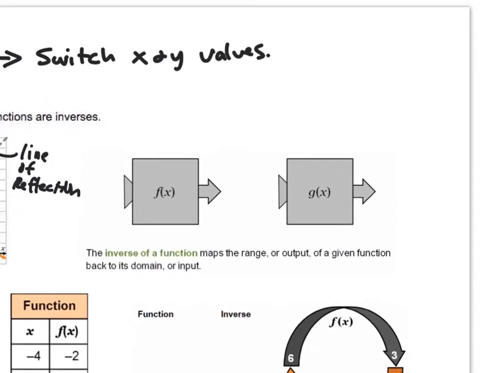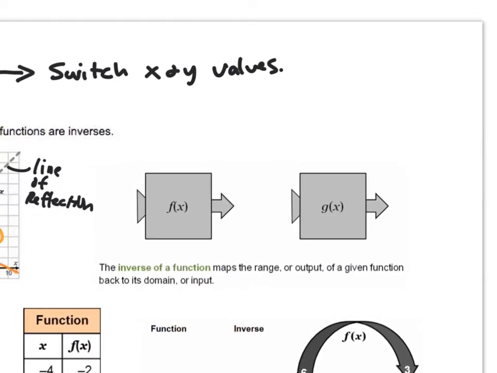But the idea of an inverse function is that it maps the range, or output, of a given function back to its domain, or input. So if g is the inverse of f, then you plug in an x value and you get a y value as a result. If you were to take the inverse, you would plug in the y value, and as a result, you'd get the x value. So it just goes backwards.